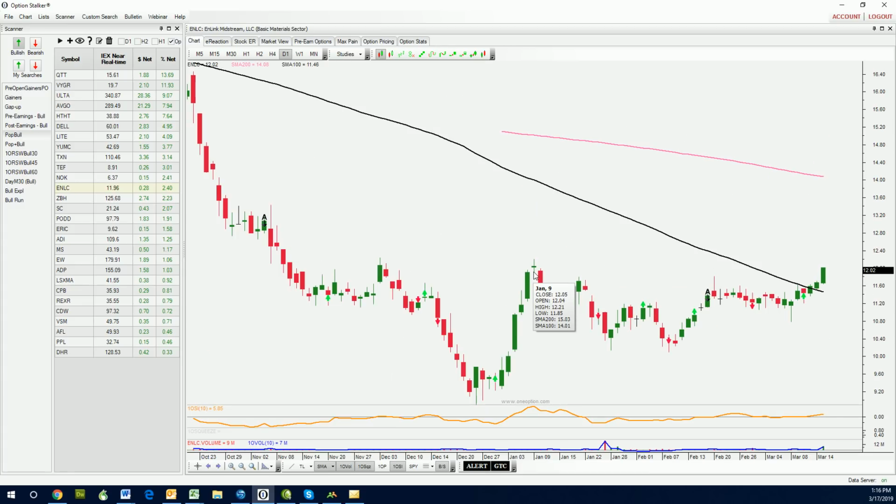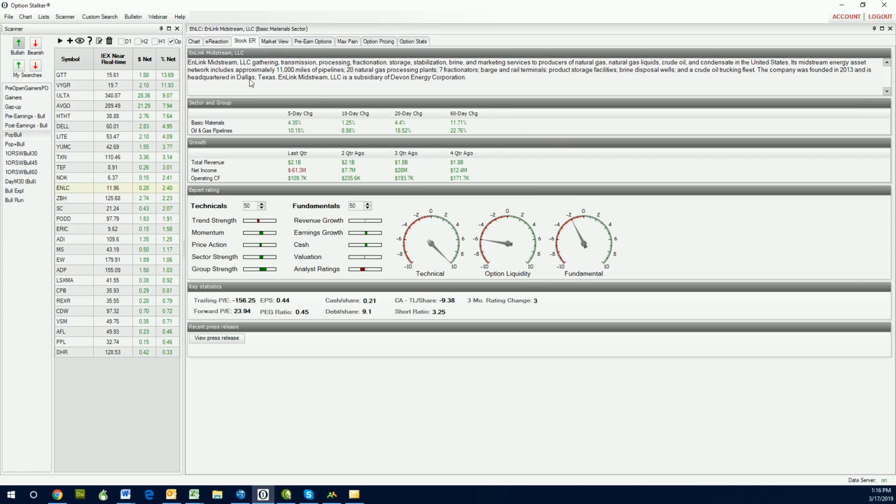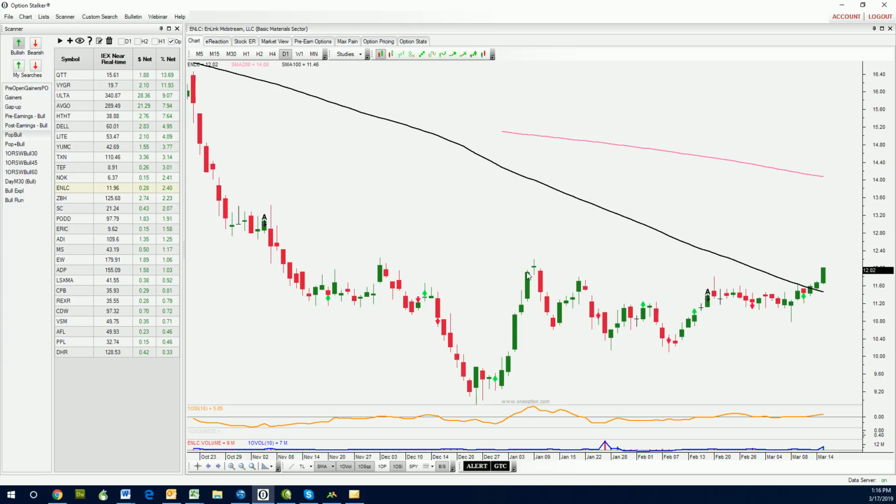This is actually really nice. I'm not familiar with this stock, ENLC, but I can click stock ER, and this will tell me exactly what they do. Okay, so they're an oil limited partnership, but very, very nice breakout here. Nice relative strength, good little volume pop here, right through that horizontal resistance. Not quite through that horizontal resistance level, so this is good.